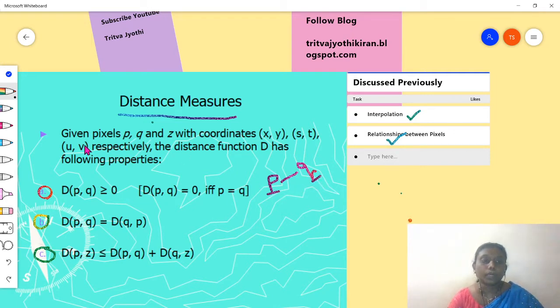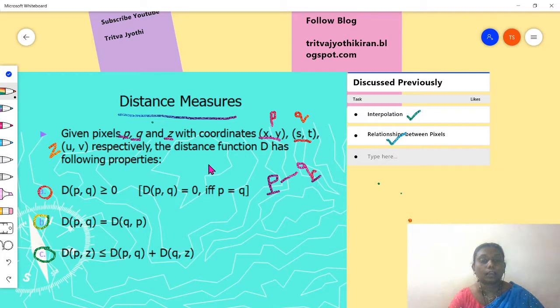Suppose the given pixels are P, Q and Z. For discussing how to measure the distance, for the sample we have taken 3 pixels P, Q and Z. Each pixel has coordinates. The P pixel has the coordinates x, y. The Q pixel coordinates are s, t. And for the Z pixel, the coordinates are u, v.